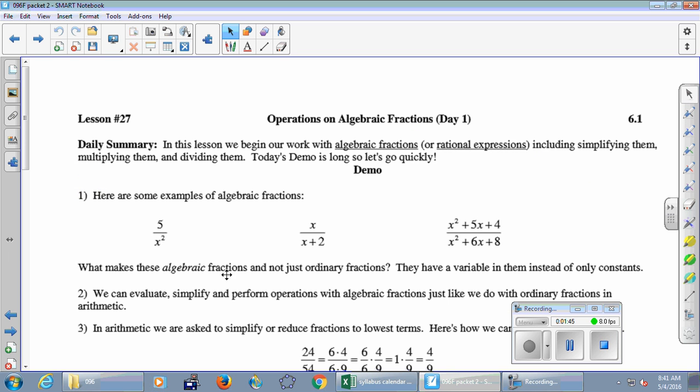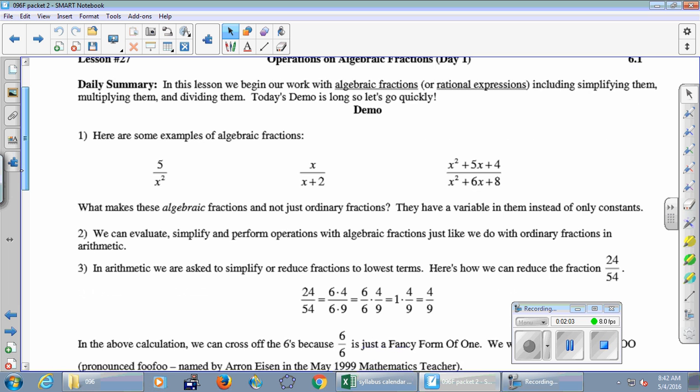Okay, so starting here again on 227. In this lesson, we begin our work with algebraic fractions or rational expressions, including simplifying them, multiplying them, and dividing them. The next 2 classes, we will take care of adding them and subtracting them. Today's demo is long, so we're going to move kind of quickly.